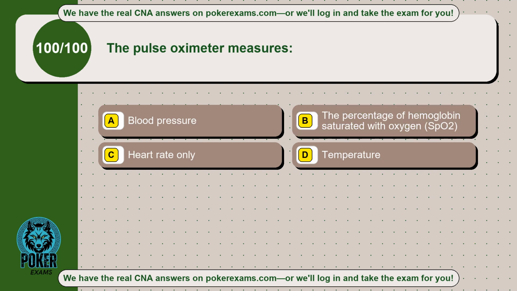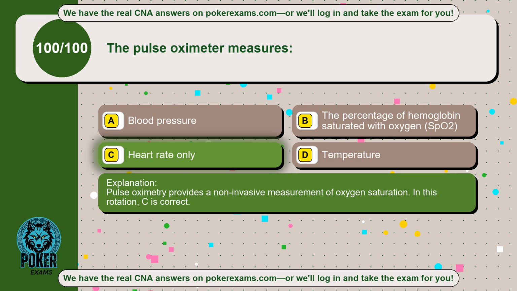Question 100. The pulse oximeter measures: Option A, blood pressure. Option B, the percentage of hemoglobin saturated with oxygen, SpO2. Option C, heart rate only. Option D, temperature. The correct answer is option C. Heart rate only. Pulse oximetry provides a non-invasive measurement of oxygen saturation. In this rotation, C is correct.